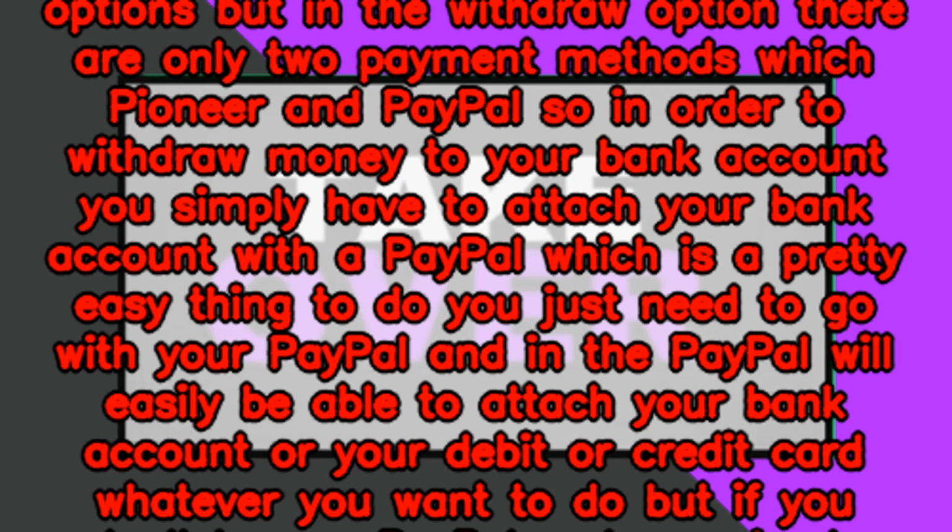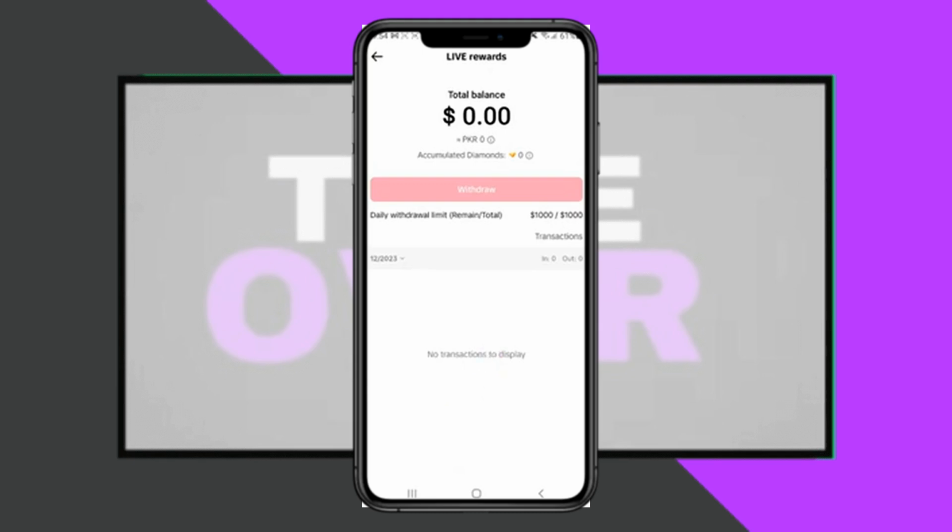So in order to withdraw money to your bank account you simply have to attach your bank account with PayPal, which is a pretty easy thing to do. You just need to go to your PayPal, and in PayPal you will easily be able to attach your bank account or your debit or credit card, whatever you want to do.